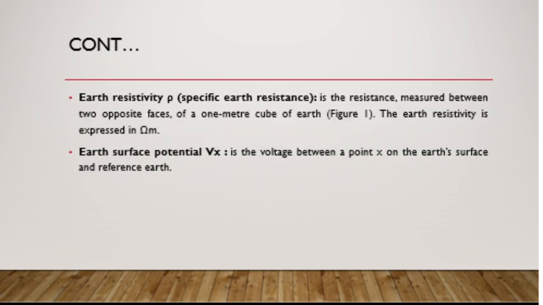Next is the earth resistivity. Earth resistivity is nothing but the specific earth resistance. It is the resistance measured between two opposite faces of 1 meter cube of earth. The earth resistivity is expressed in ohm meter. Wrongly here written as figure 1. I have not attached any figures, but you can assume that if you are having a 1 meter cube of earth, the resistance measured on the two opposite faces will give you the particular earth resistivity, because you know that rho is nothing but R into A upon L.